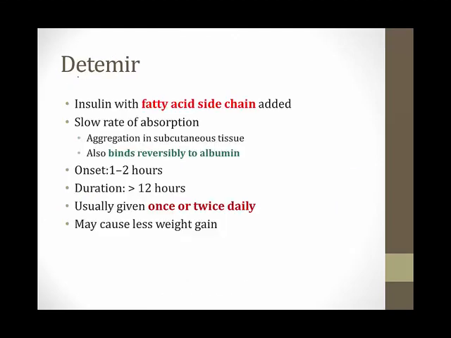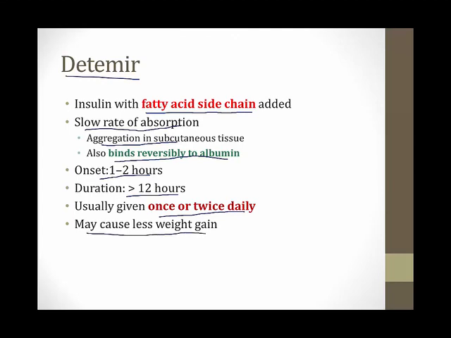The final type of insulin is called Detemir. This is insulin with a fatty acid side chain added onto it, which slows the rate of absorption. It will aggregate in the subcutaneous tissue and be absorbed slowly. In addition, Detemir binds reversibly to albumin, so this also gives it a longer duration of action. The onset is in about 1 to 2 hours. The duration is greater than 12 hours. It's usually given once or twice daily. Its claim to fame is that it is believed to cause less weight gain, so it's often marketed as a long-acting insulin that will cause less weight gain than Glargine.